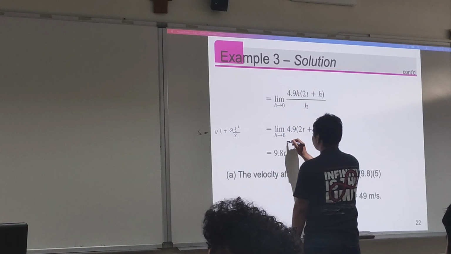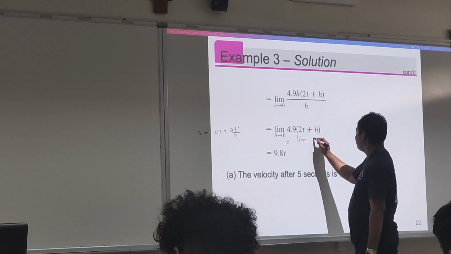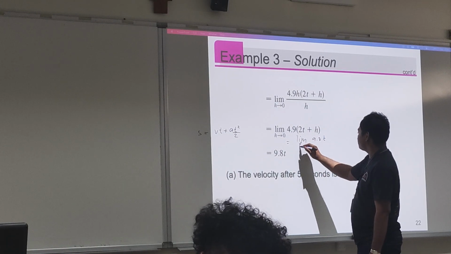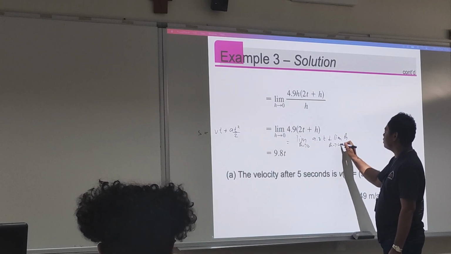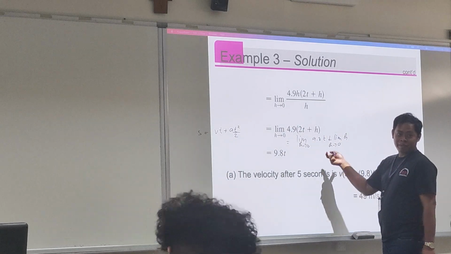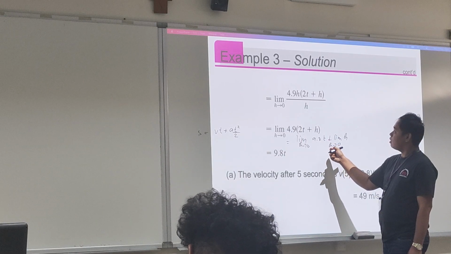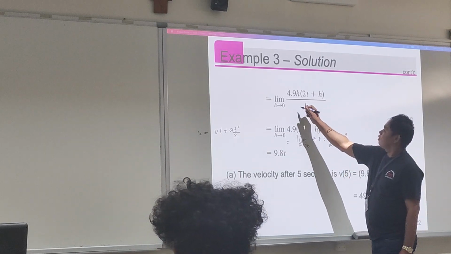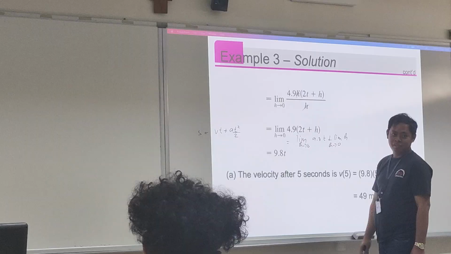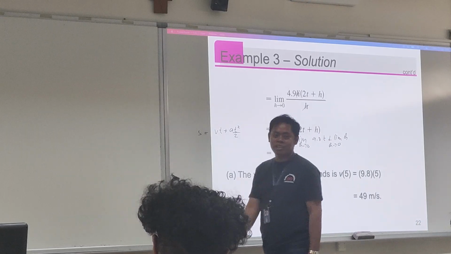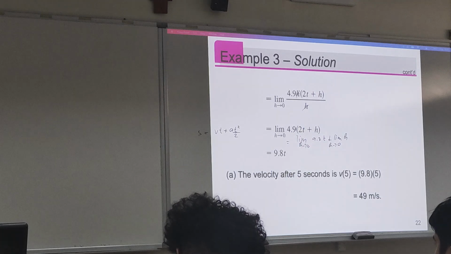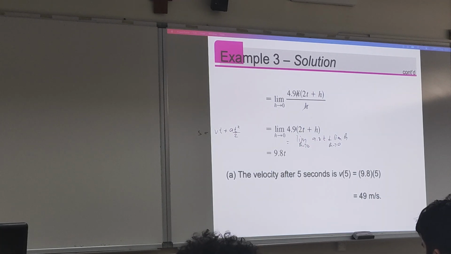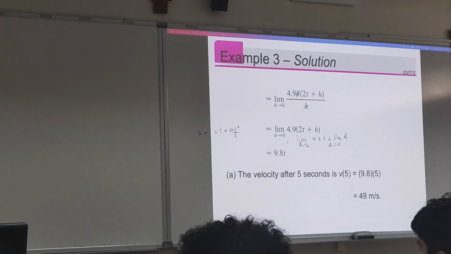So this one here is what? Limit of 9.8 times t, no? As h approaches 0, plus the limit of h as h approaches 0. Right? The common factor is h in the numerator, so that is just one, no? It's enough.